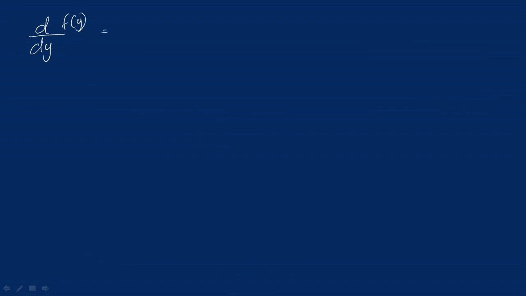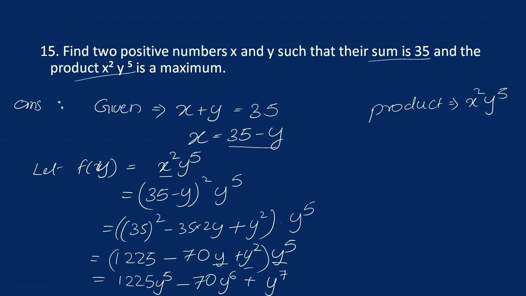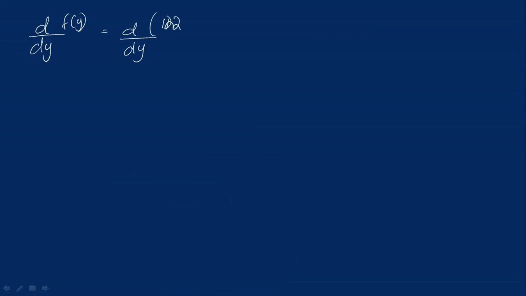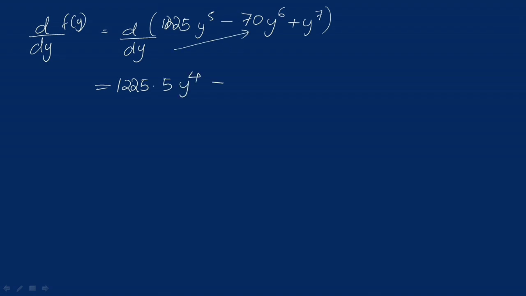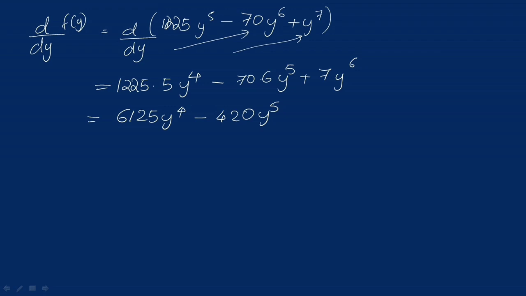Now d by dy of f of y, that is f dash of y, is d by dy of 1225 y raised to 5 minus 70 y raised to 6 plus y raised to 7. So d by dy of 1225 y raised to 5 is 1225 into 5 y raised to 4, minus 70 into 6 y raised to 5, plus d by dy of y raised to 7, that is 7 y raised to 6. Or 1225 into 5 is 6125 y raised to 4, minus 70 into 6 is 420 y raised to 5, plus 7 y raised to 6.